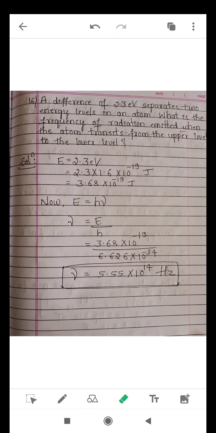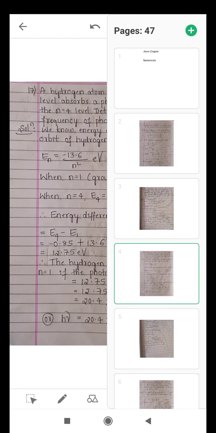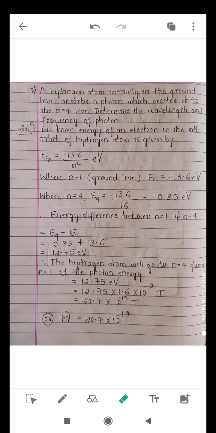So don't take the energy value directly in terms of electron volt. Make sure you convert that in terms of joules. So therefore you will get the answer properly. If it is in terms of joules, no need of conversion, directly you can take it in the equation. So this is how we can calculate the frequency value. So we'll move to the next problem.